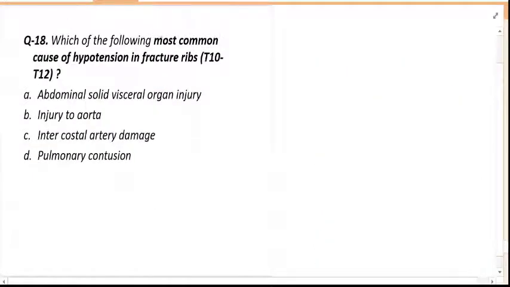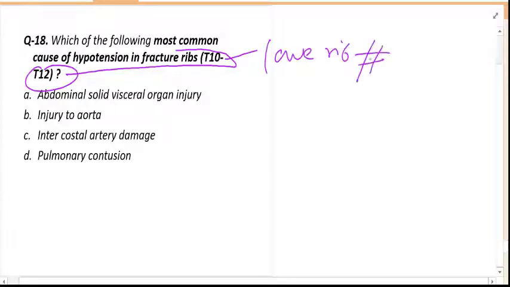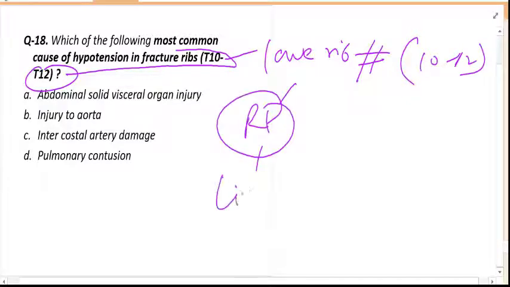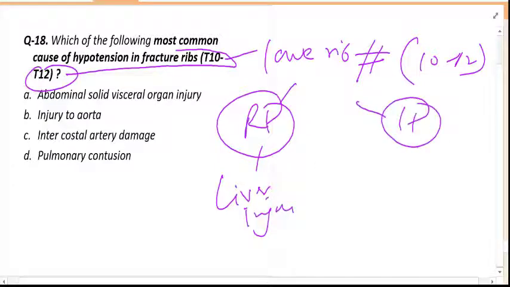Coming to next, which of the following is the most common cause of hypotension in lower rib fracture? See, lower rib fractures, like this case, you can say 10 to 12 ribs. On the right side, this will lead to liver injury. On the left side, this will lead to splenic injury. Usually hemoperitoneum, pneumoperitoneum can occur, but it is not very common.